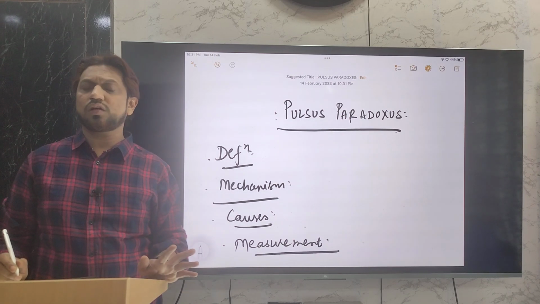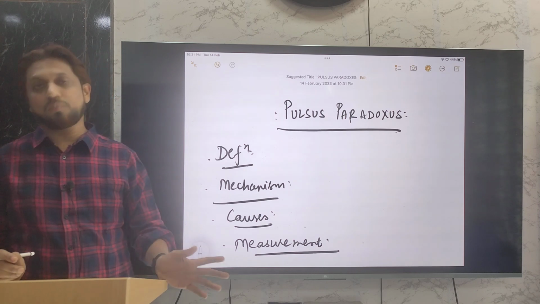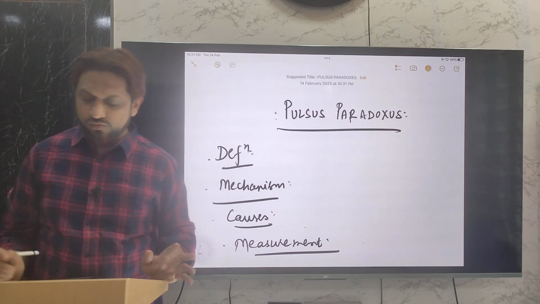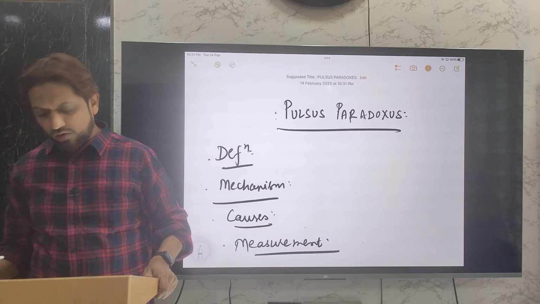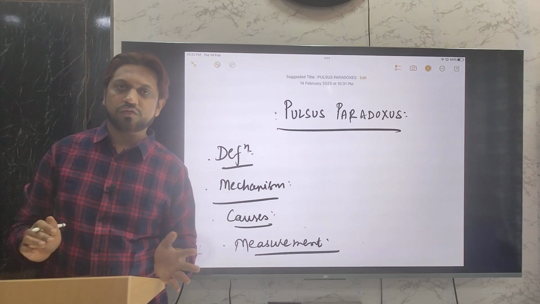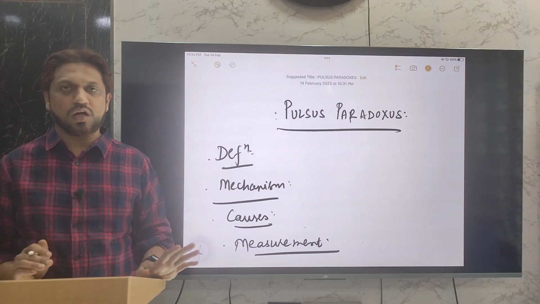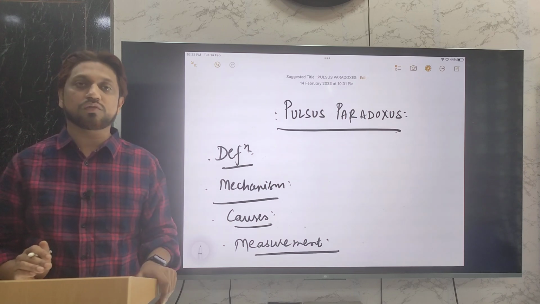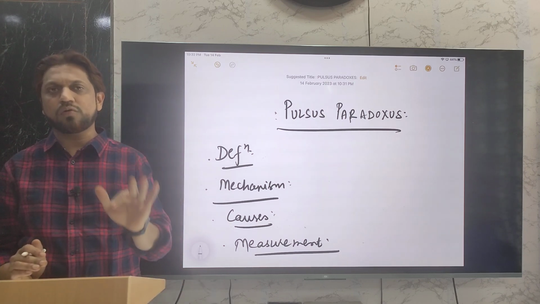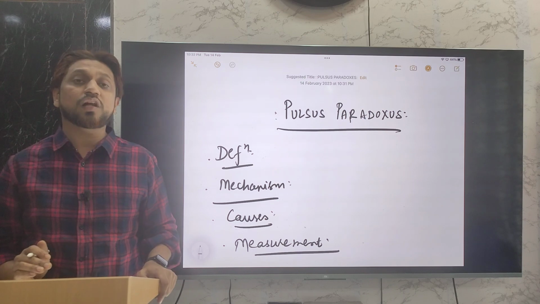So Pulsus paradoxus, basically it's a misnomer. Frankly speaking, it's a misnomer. It is actually not at all related with the pulse, nor is it a paradoxical phenomenon. Actually, it's a normal phenomenon. It is related to blood pressure rather than the pulse. Okay, however, there is a decrease in the pulse amplitude also. We'll discuss that in this particular lecture only.